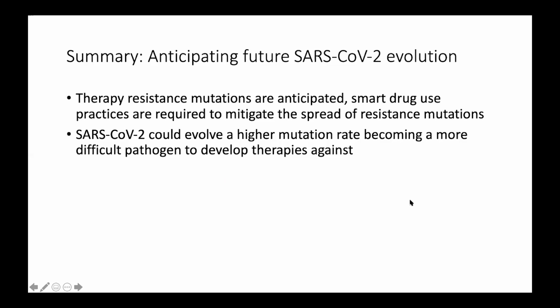Okay, so some summary of anticipating future SARS-CoV-2 evolution. Therapy-resistant mutations are anticipated. Smart drug use practices are required to mitigate the spread of resistance mutations, and SARS-CoV-2 could evolve a higher mutation rate, becoming a more difficult pathogen to develop therapies against.